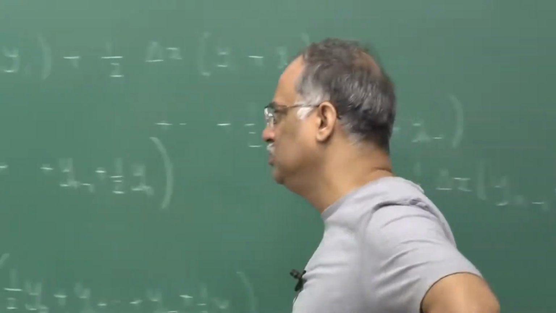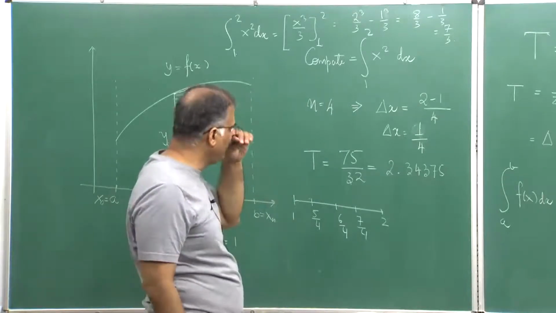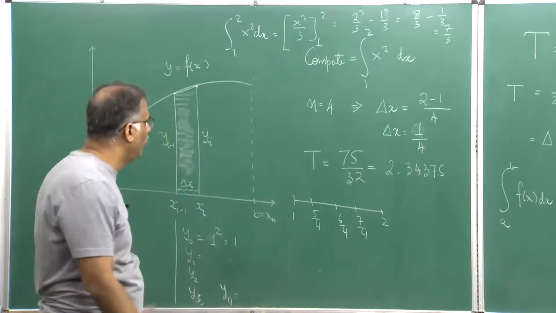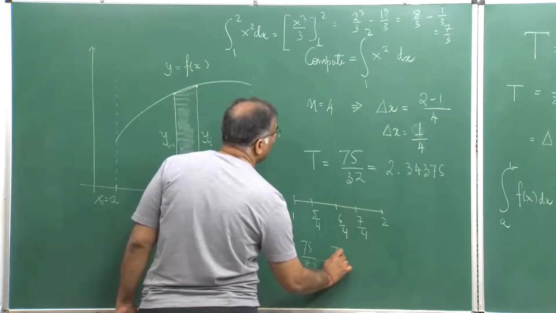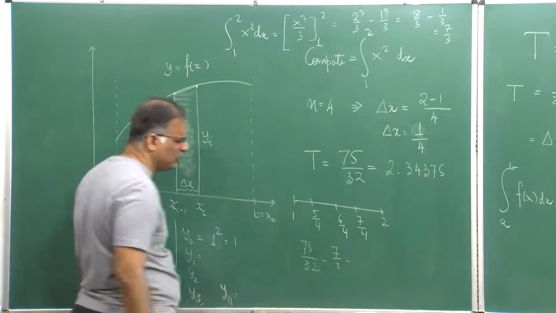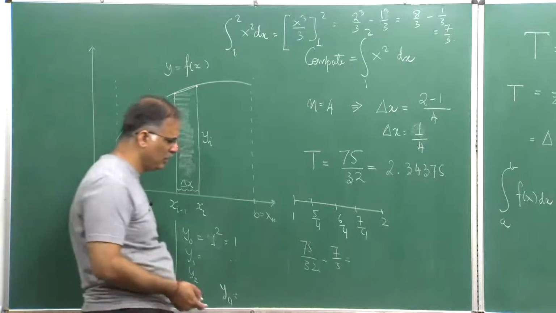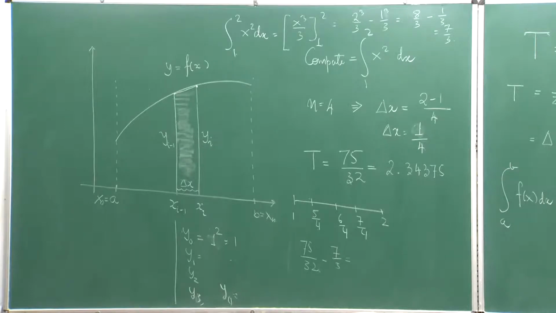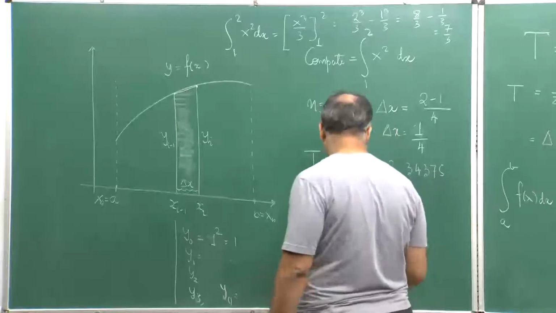What you can now do is, there is something called relative error. Relative error means what is the error per unit. So, 75 by 32 minus 7 by 3 is the absolute error. So, what is the error? If I calculate it out, what would it come? I am just writing it down. Maybe I should do the computation.